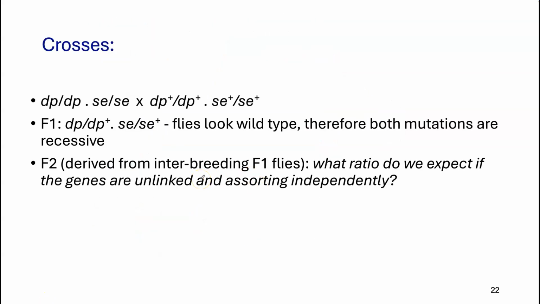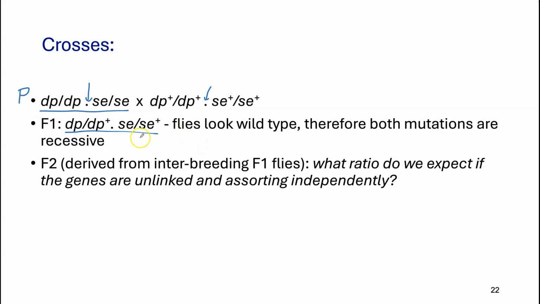And so some crosses are done. A pure breeding strain of flies that have both the dumpy and the sepia mutations is crossed to wild type. Remember that the parents are, unless you're told otherwise, pure breeding. And so the F1 are going to be heterozygous for both genes. Remember also that this dot, I've said it a few times, means we don't know yet what the status is of these genes. Are they on the same chromosome or are they on different chromosomes? That's what these crosses are going to tell us.